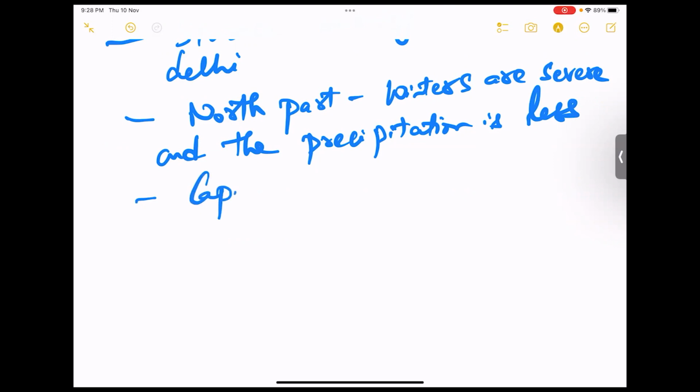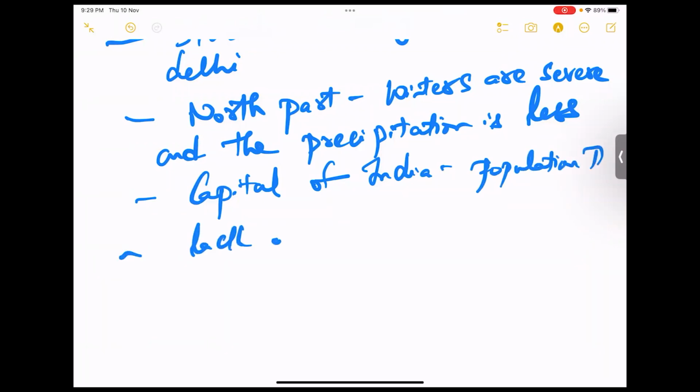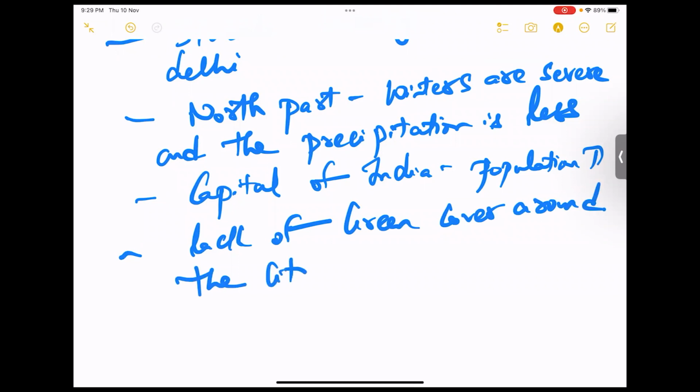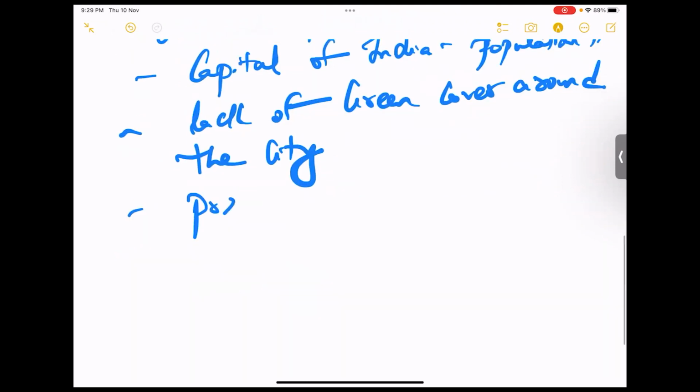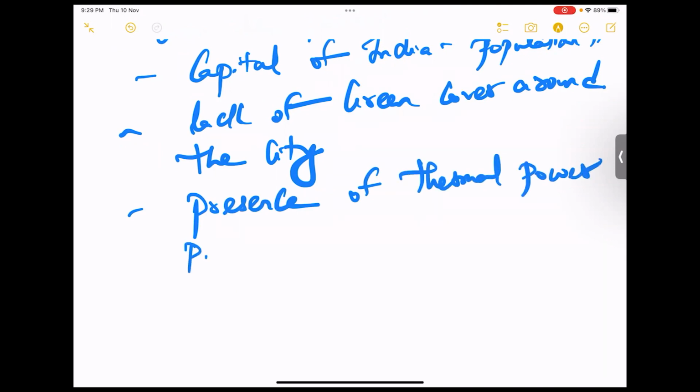And then it is the capital of India. So high population density. Population is very high. Lack of green cover around the city. And then presence of thermal power plants around the city. So all these are the issues.